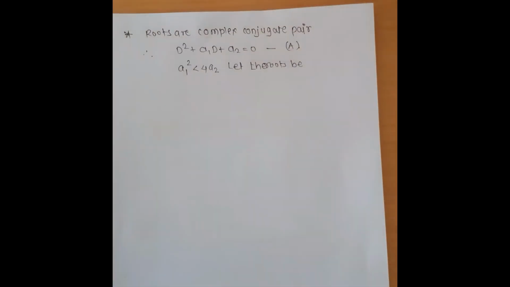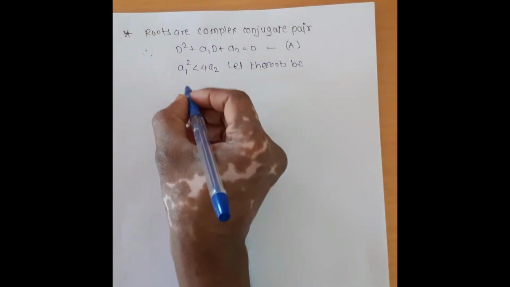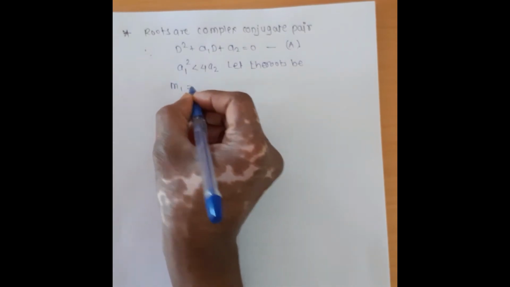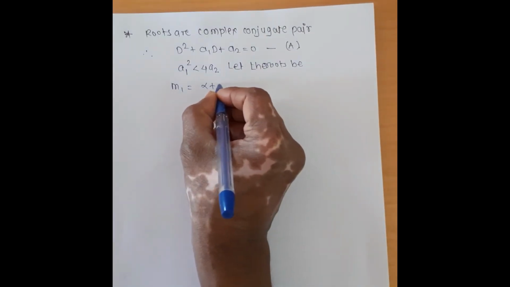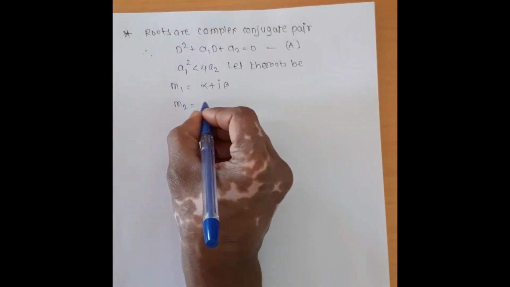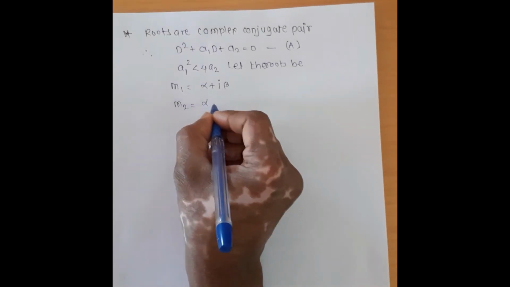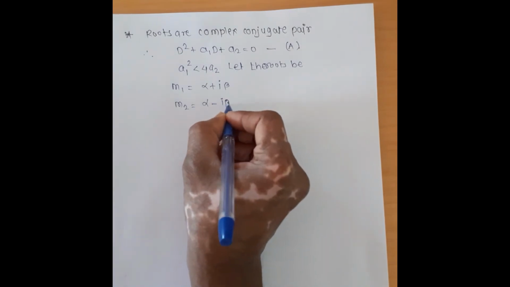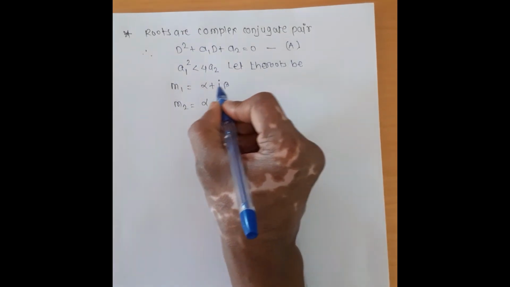Okay, so let the roots be m1 equals alpha plus i beta and m2 equals alpha minus i beta. So here we already discussed what m1 and m2 are.